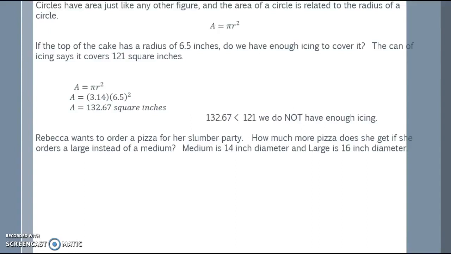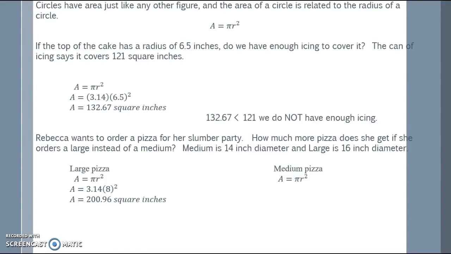Rebecca wants to order a pizza for her slumber party. How much more pizza does she get if she orders a large instead of a medium? A medium is a 14-inch diameter and the large is a 16-inch diameter. So the large pizza area is equal to pi r squared. We need to take 3.14 times the radius. Now we're given the diameter. The radius is half of the diameter, so 8 squared. Multiplying, we get 200.96 square inches of pizza for the large one.